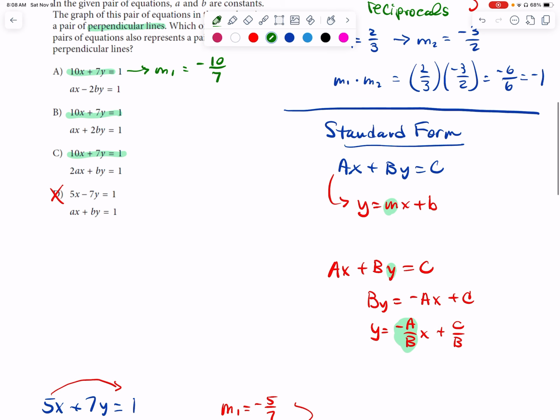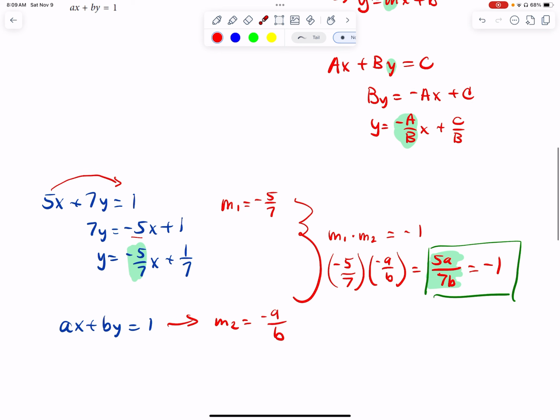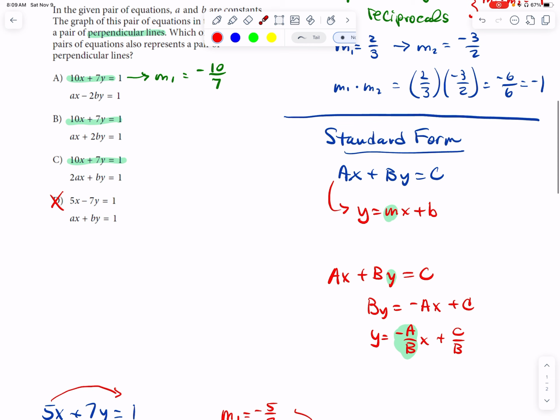Okay, now what I've got to do is multiply that times the slope of the second line, and see if I get this 5a over 7b. If I don't, I know that those aren't the ones that are perpendicular.